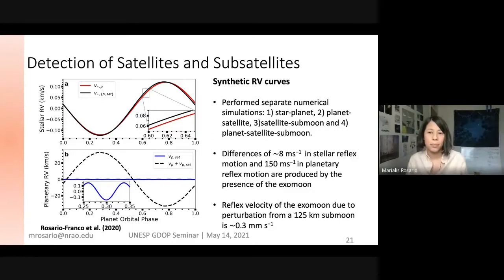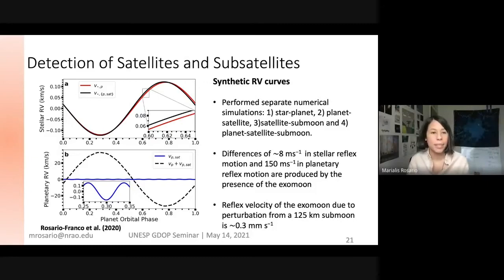So for RVs, we perform separate numerical simulations. We performed a numerical simulation that was only star-planet, one that was planet-satellite, one that was satellite-submoon, and then one that encompassed everything but the star. And so we see a difference of around 8 meters per second in the stellar reflex motion, and 150 meters per second in the planetary reflex motion produced by the presence of the exomoon.